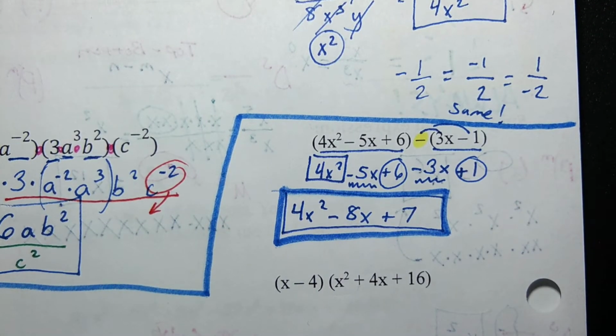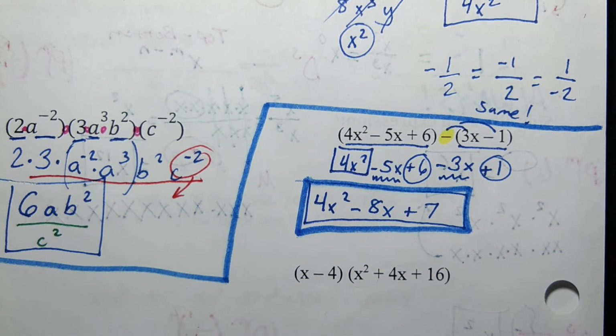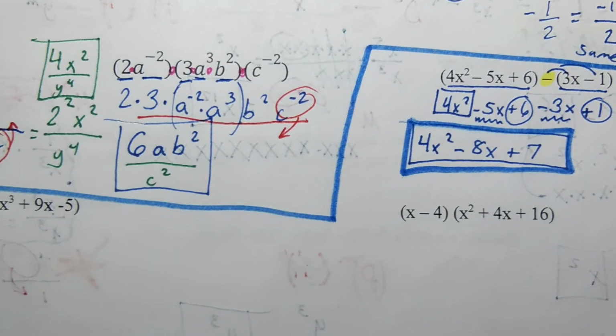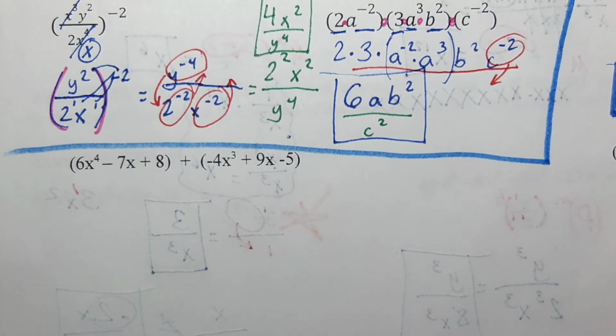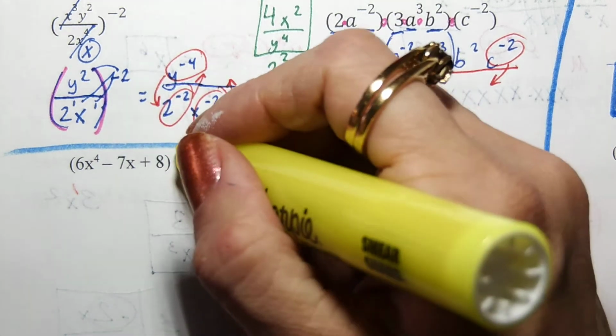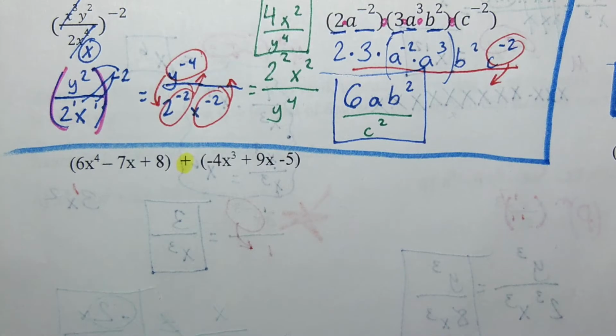So powers in descending order, combining like terms, and distributing that negative to both terms. Moving to our next one. What operation is going on between these two polynomials? Addition. So do I need those parentheses? Nope. We can remove them, and we can just go ahead and combine our like terms.